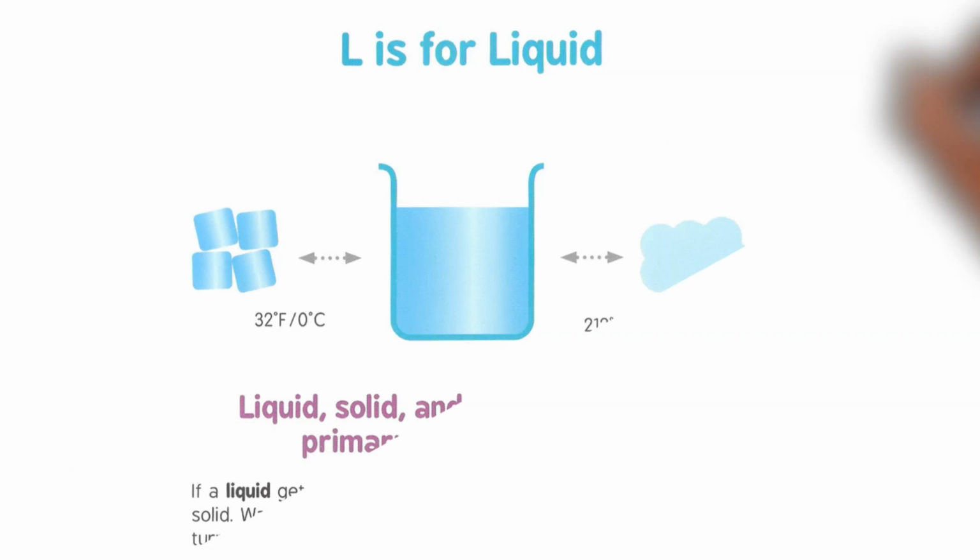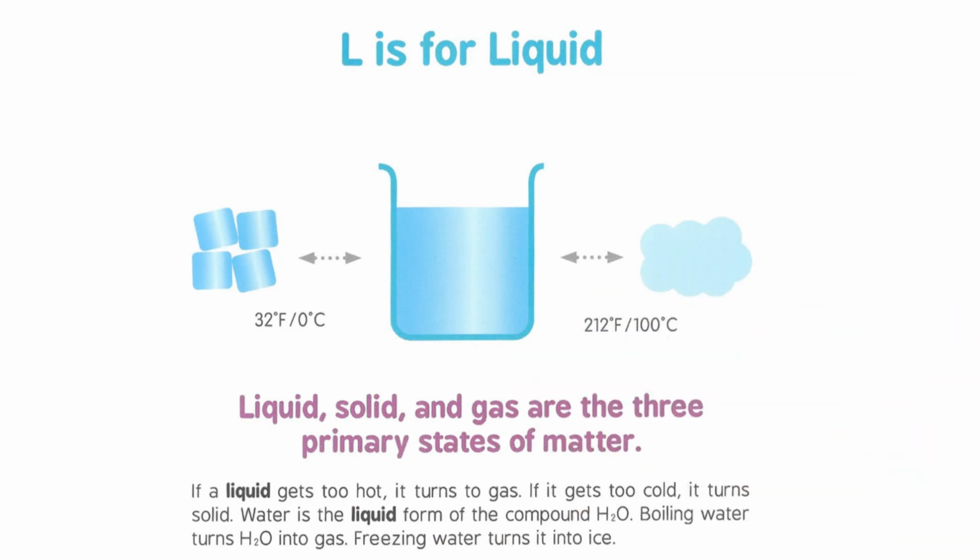L is for liquid. Liquid, solid, and gas are the 3 primary states of matter. If a liquid gets too hot, it turns to gas. Water is the liquid form of H2O. Boiling water turns H2O into gas. Freezing water turns it into ice.